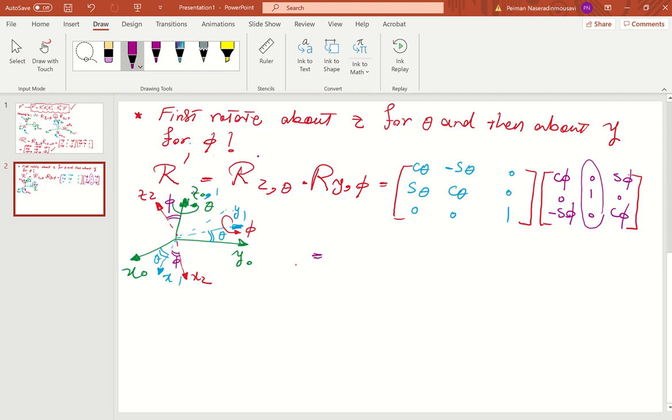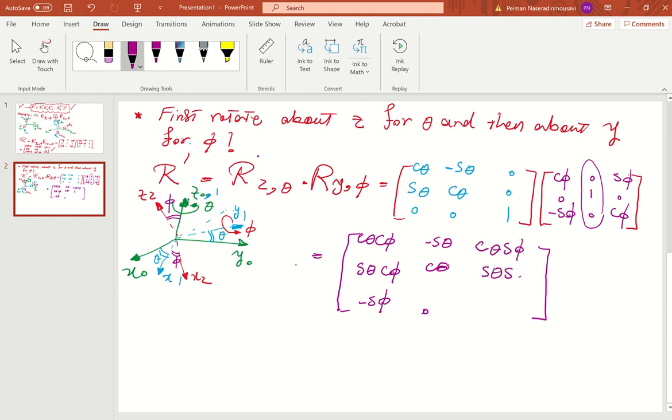So if you do the calculations, guys, skipping the multiplication, you get: cosine theta cosine phi, sine theta cosine phi, minus sine phi, minus sine theta, cosine theta, 0, cosine theta sine phi, sine theta sine phi, and cosine phi. This is what we get.